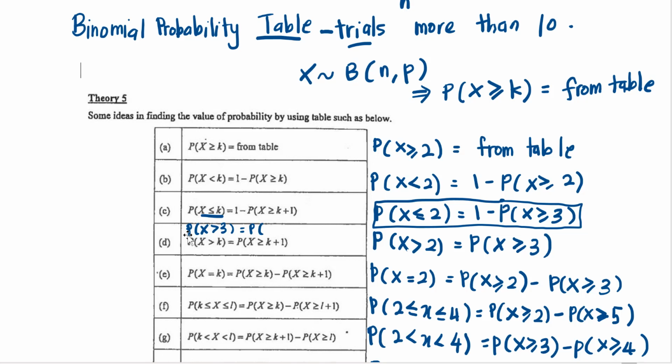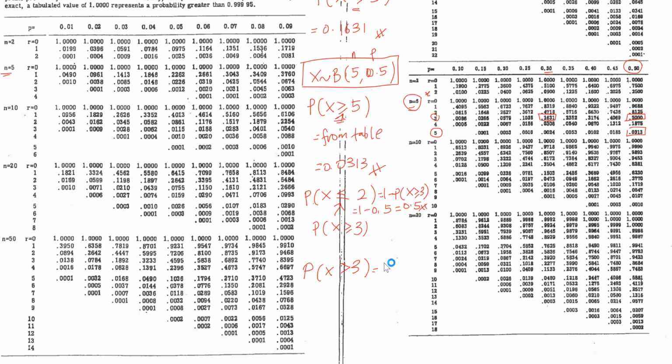So it is equal to the probability of X greater than or equal to, where k is equal to 3, so 3 plus 1 is 4. That means when X is greater than 3, it is equal to X greater than or equal to 4. Now for X greater than or equal to 4, we can get the answer straight from the table. Again, we have n equal to 5 and p equal to 0.5, so the answer is 0.1875. This is how you find the probability from the binomial table.